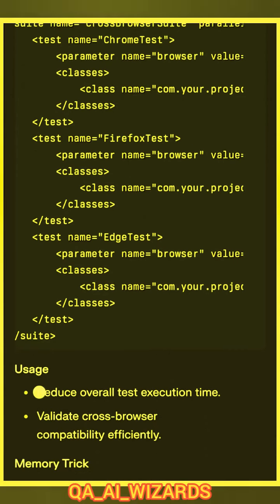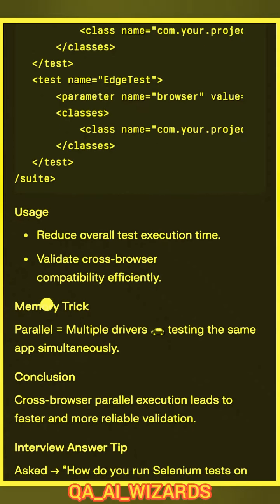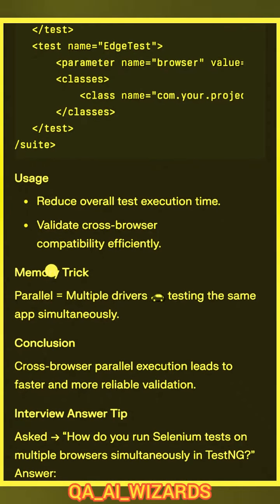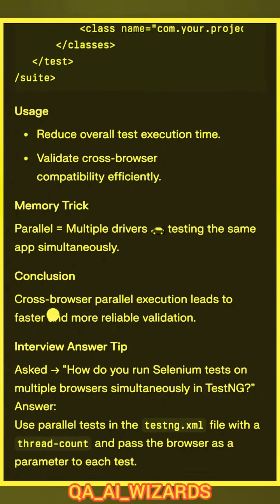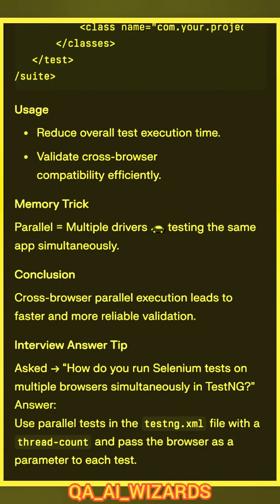Moving to the usage, it will reduce the overall test execution time and validate cross-browser compatibility efficiently. A memory trick: parallel equals multiple drivers testing the same app simultaneously. And in conclusion, cross-browser parallel execution leads to faster and more reliable validation.